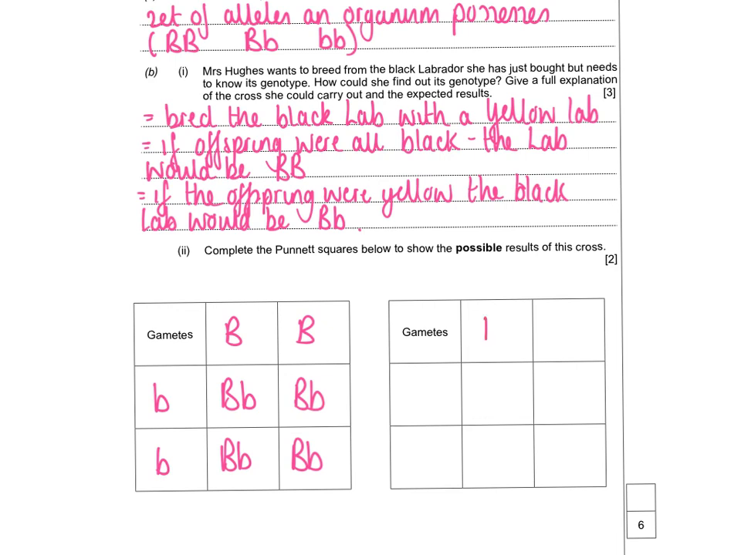Okay. However, if our black lab is heterozygous and we mated him with the yellow lab, we would then end up with 50% of the puppies being yellow in colour, and then Mrs. Hughes would know that the lab is heterozygous.